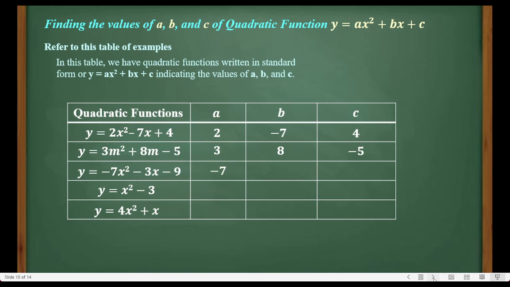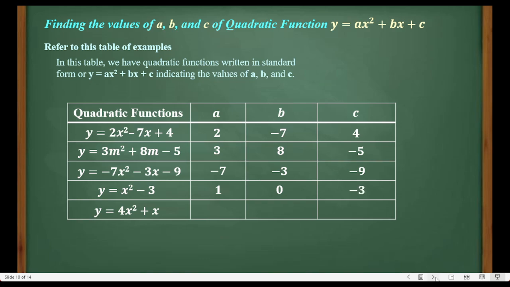A is -7, b is -3, and c is -9. For the fourth equation, which is also in standard form, the leading coefficient is 1, b is 0 because the linear term is missing. Then the second term right here is actually the constant term, which is your c, -3.